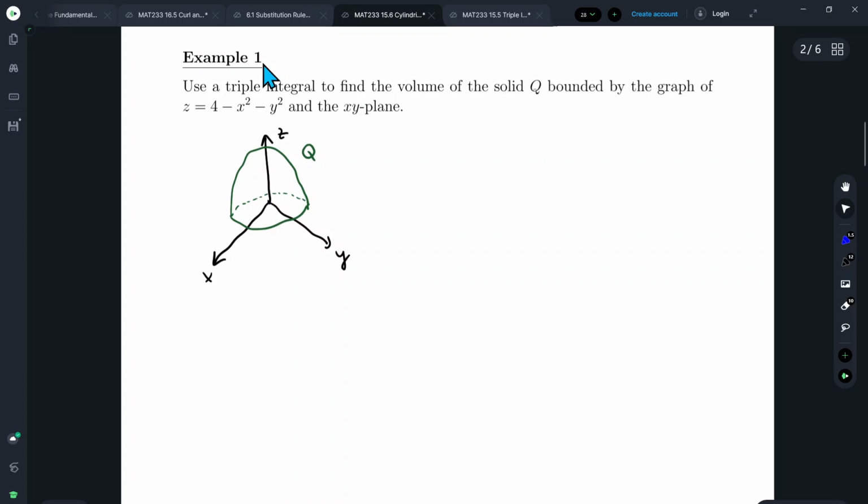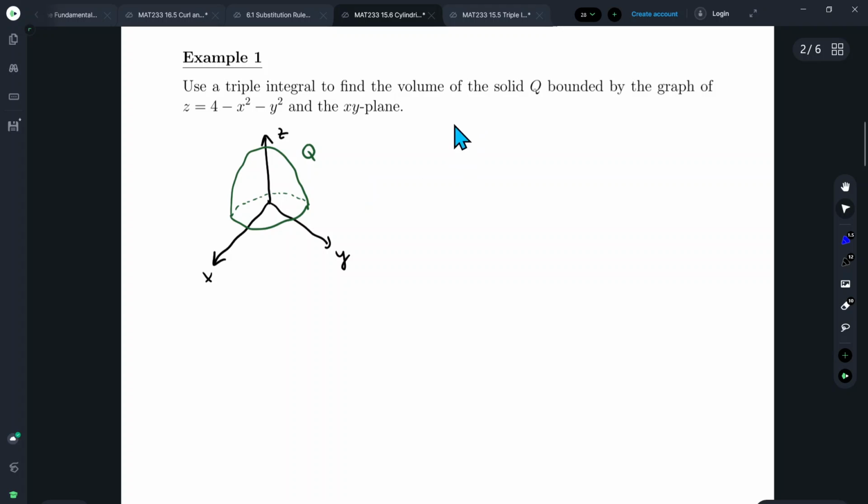Okay, so let's take a look at example 1. Here we're asked to use a triple integral to calculate the volume of a solid Q bounded by the graph of z equals 4 minus x squared minus y squared. So this is a paraboloid that has the vertex at the z coordinate 4 and opens downward like this, and we want to cap it on the bottom with the xy plane.